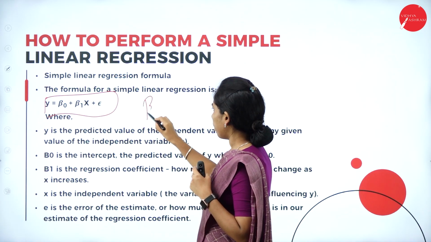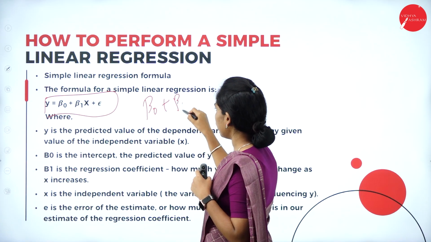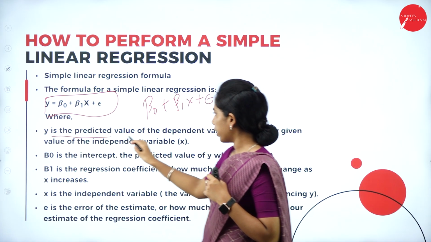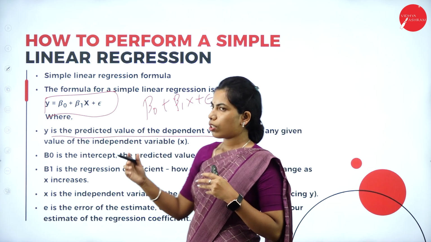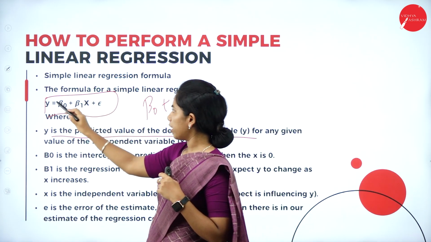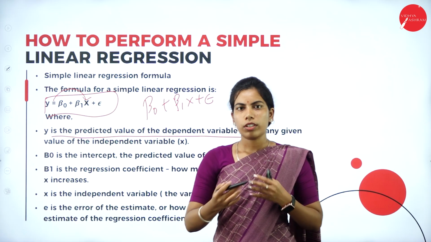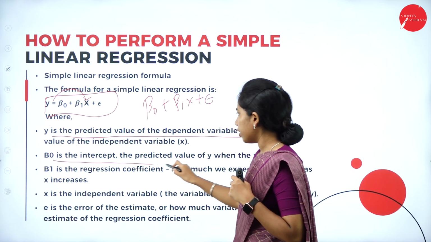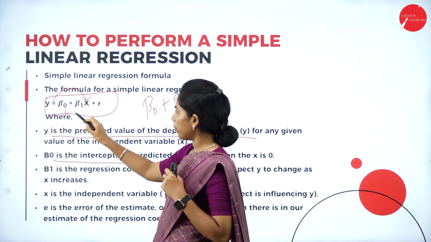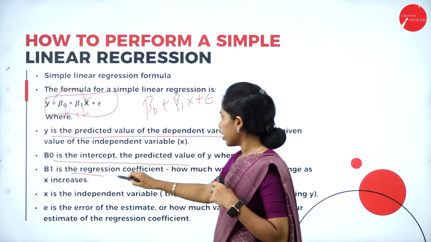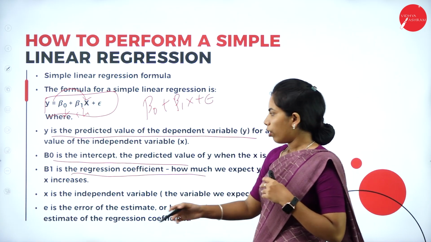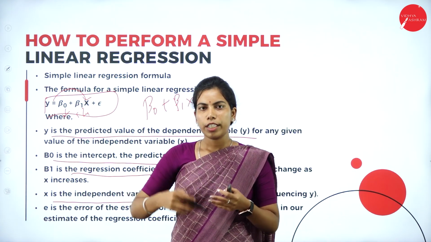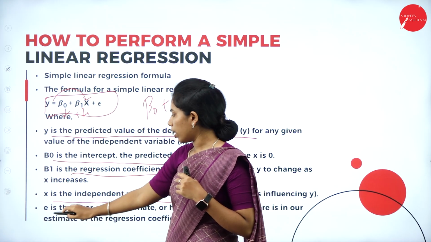That is Y equals beta naught plus beta 1 X plus error. Here, Y is the predicted value of the dependent variable. As I already told, Y is completely dependent on X, so based on X only, Y can be predicted. B naught is the intercept, meaning the slope region, B1 is the regression coefficient, and lastly X is the independent variable, which is completely independent of Y, and E is the error.